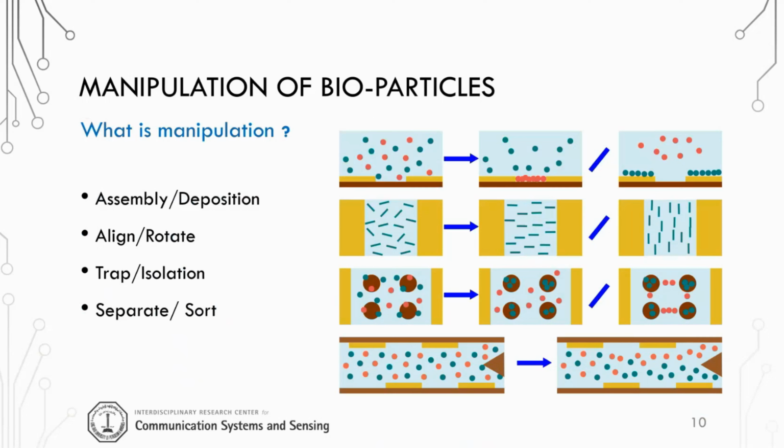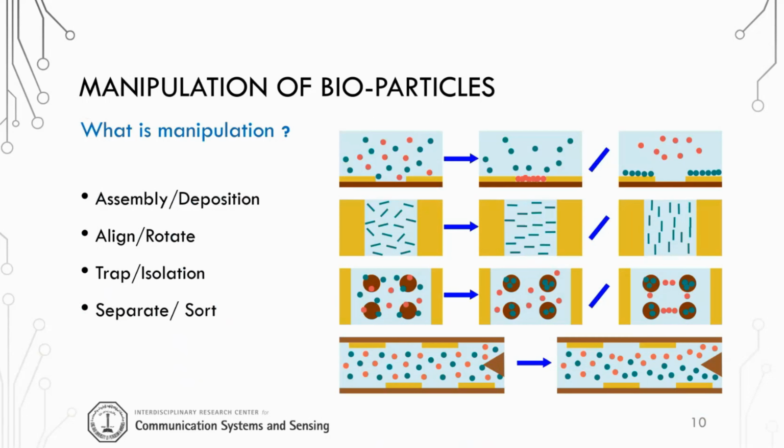Usually, before we do some analysis, let us say we take a blood sample, and then we want to analyze a specific type of bacteria that we are looking for. So you might need to trap so that you concentrate that specific analyte that you target. You trap them in a specific place so that it is easy for you to detect.